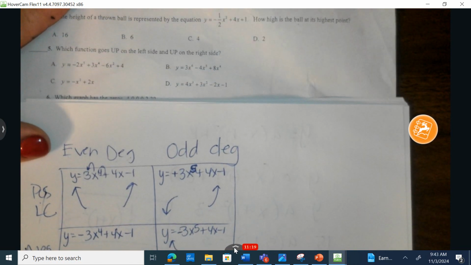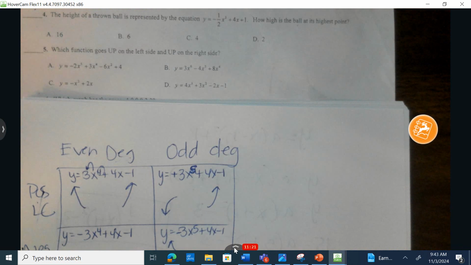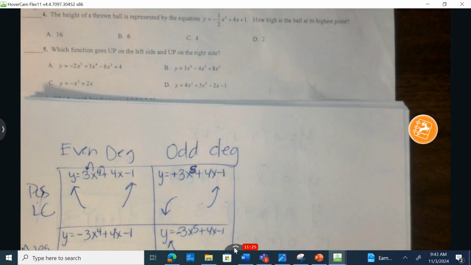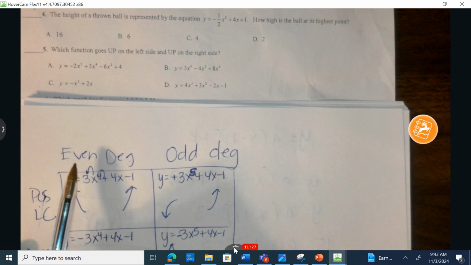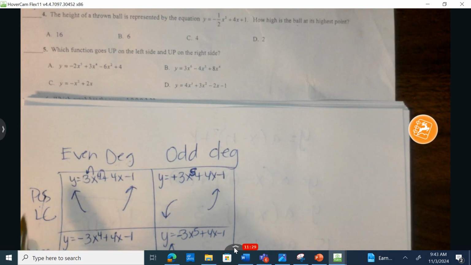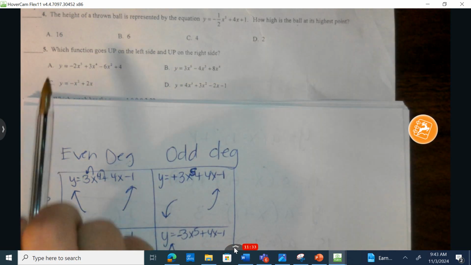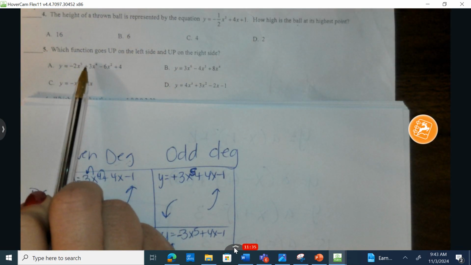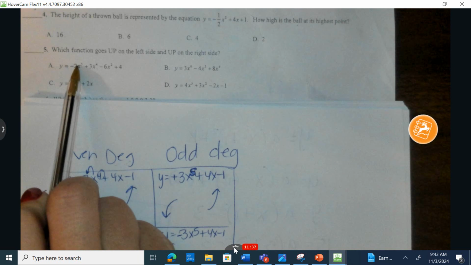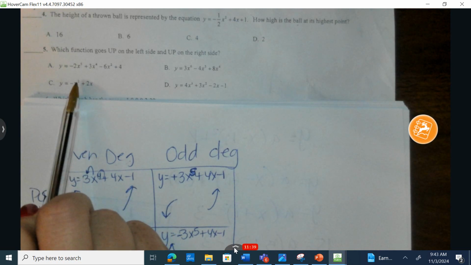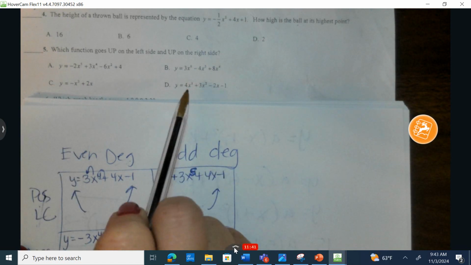So let's use that concept for number 5. Number 5 says, which one goes up on the left and up on the right? So up on the left, up on the right. Even degree, positive leading coefficient. Now sometimes they don't put them in standard form. So we can see here 5, 4, I'm looking at the actual exponents on the variables. 5, 4, 2, that's in standard form.